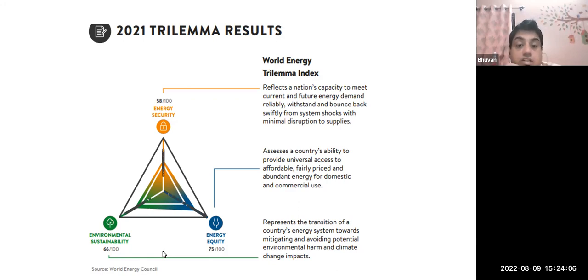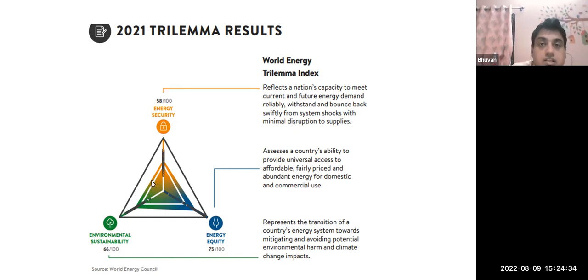If we talk about energy equity, it basically assesses a country's ability to provide universal access to affordable, fairly priced, and abundant energy for domestic and commercial use, as we have discussed previously. So this diagram gives us the score of the various nations on the scale of environmental sustainability, energy equity, and also energy security.